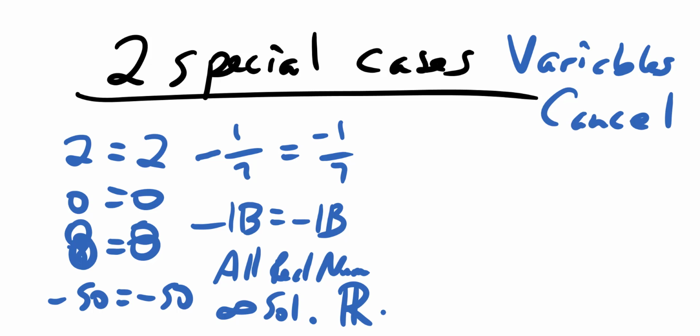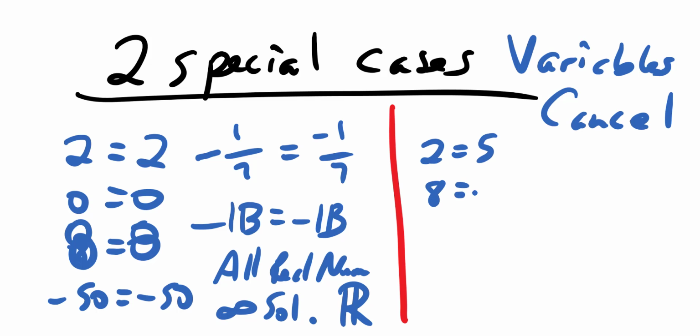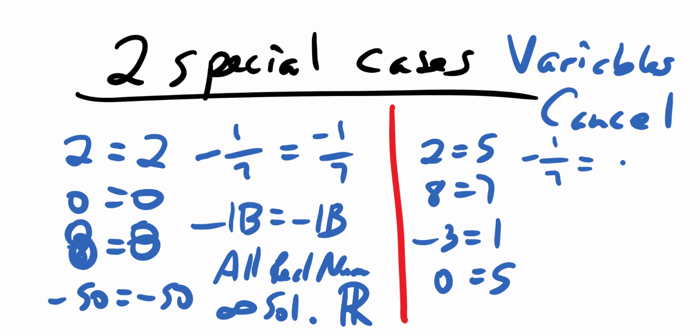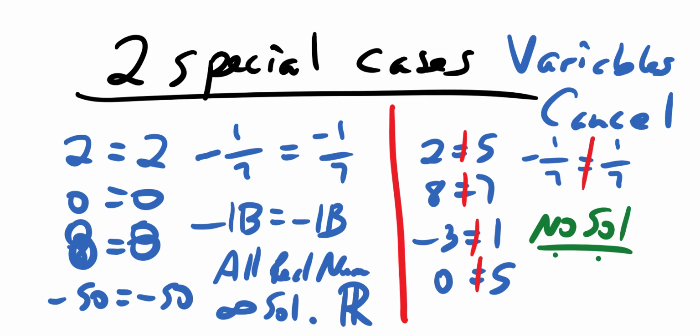I don't care. The other case, of course, is 2 equals 5, 8 equals 7, negative 3 equals 1, 0 equals 5, negative 1/7 equals 1/7. But of course, these are all not equal. So I'm going to put a little not equal. And so you answer this one as no solution. So those are your two cases.